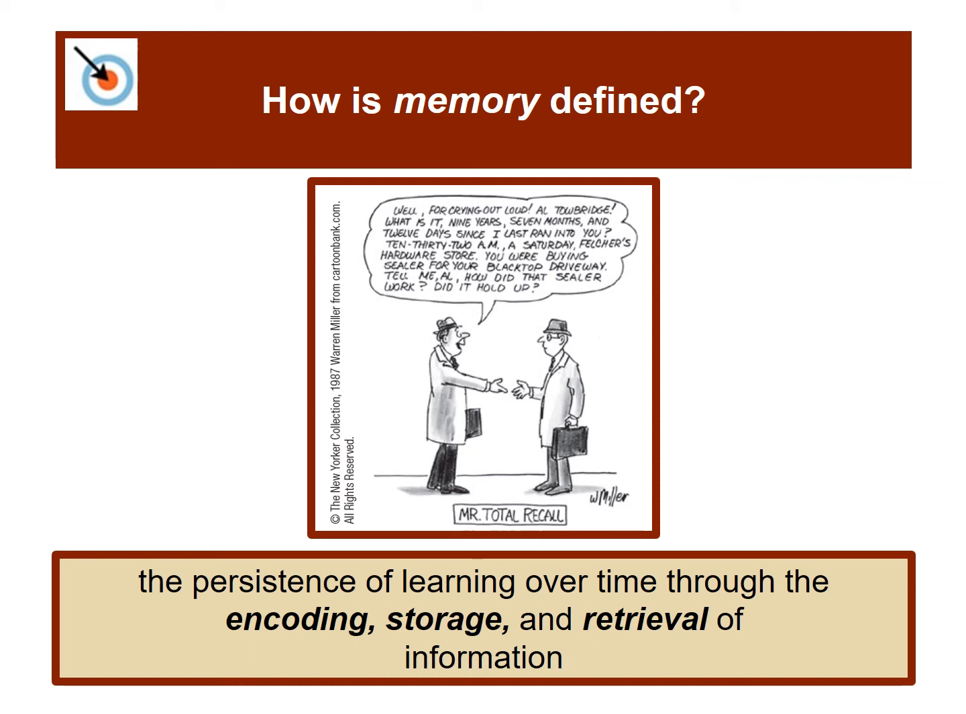Hey everybody, welcome to your first lesson in Unit 5, which is our unit on cognition. We are moving into building on sensation and perception, and this lesson is going to be focused on memory. So we're going to start off with, how is memory defined? Memory is the persistence of learning over time through encoding, storage, and retrieval of information, and we're going to really pick those apart.